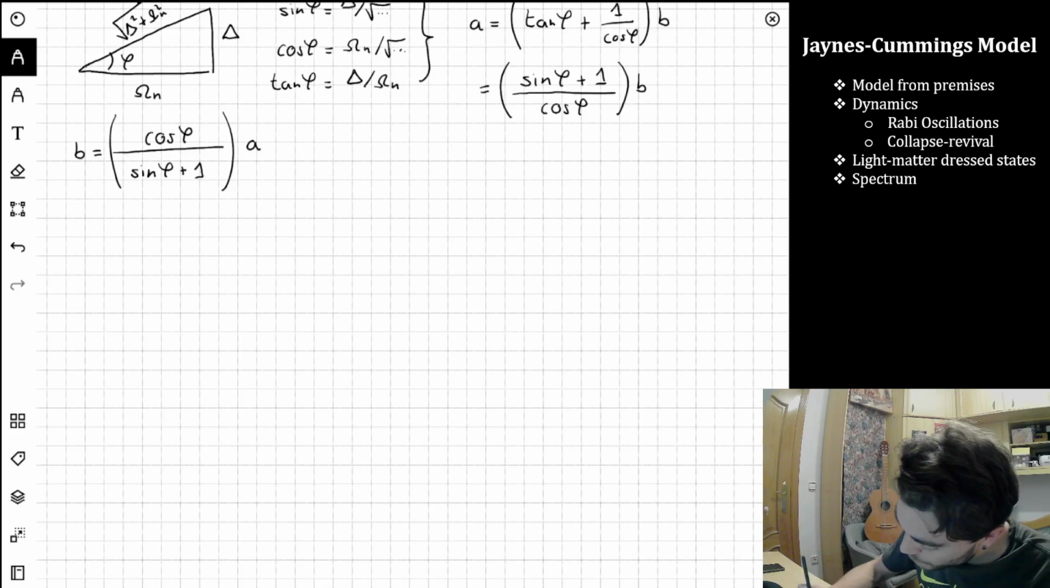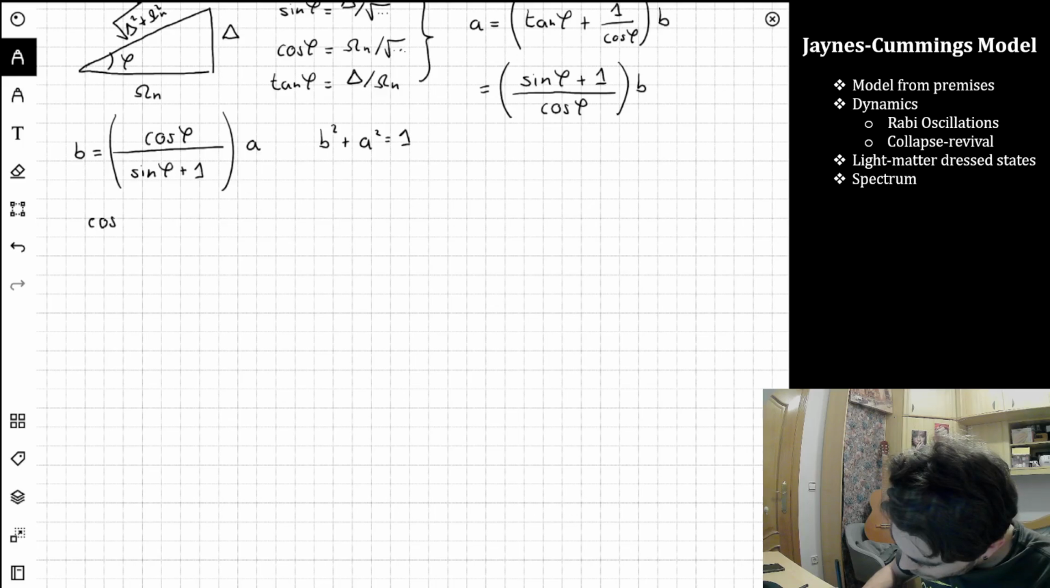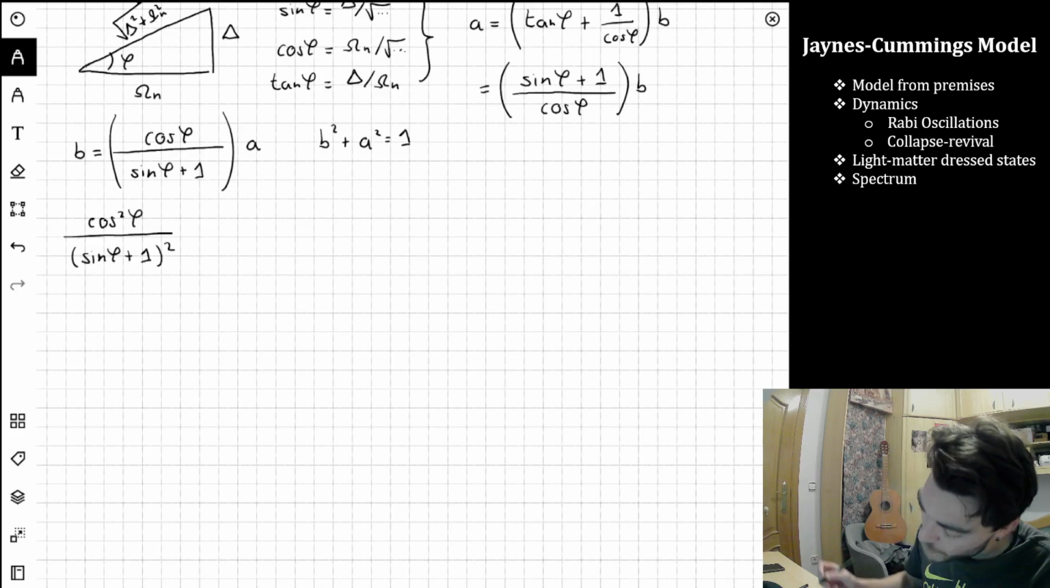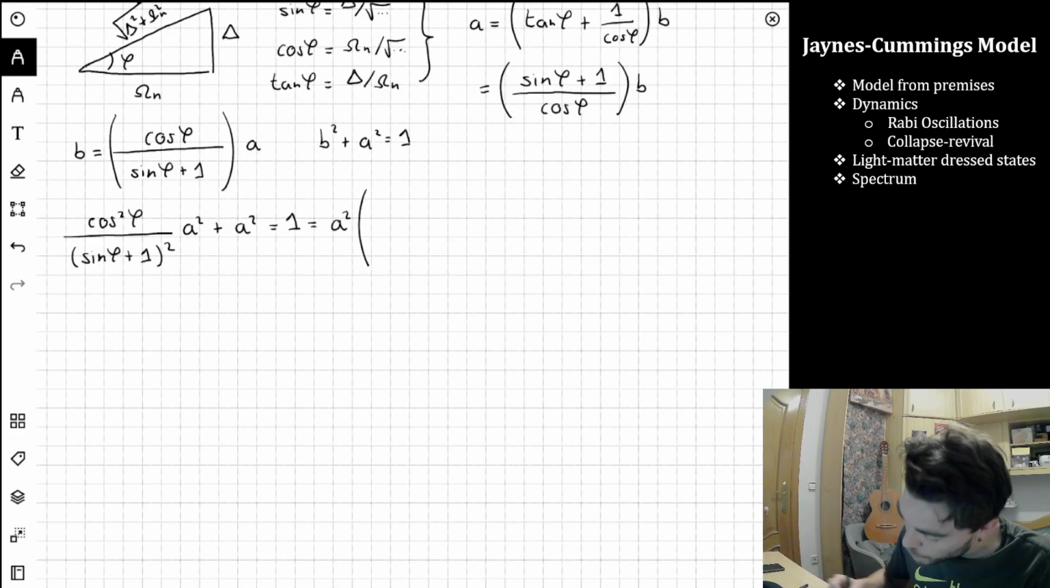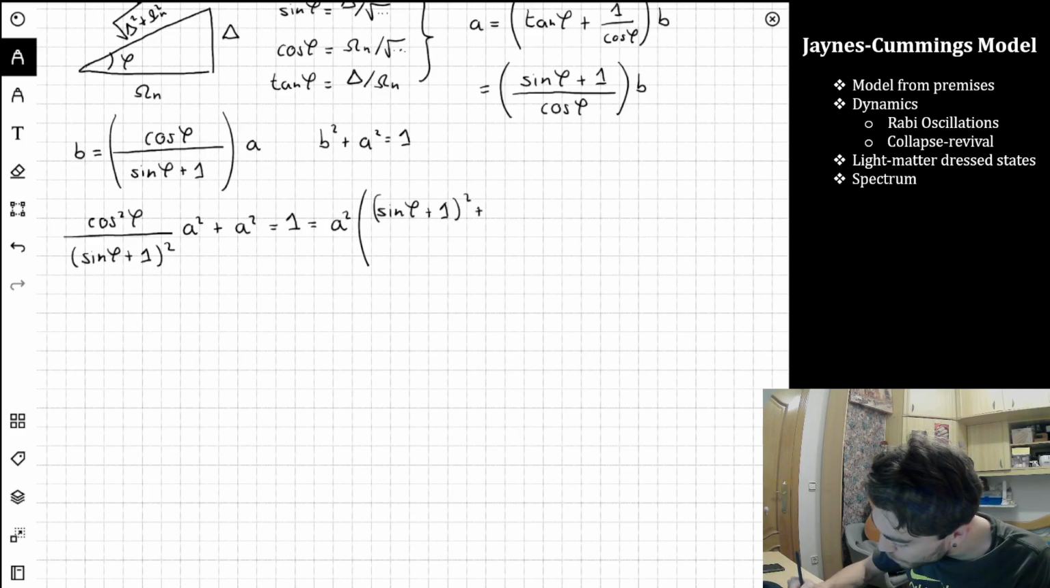And now what we use is that b squared plus a squared is equal to 1. So b squared is all of this squared, so this is cosine squared of phi divided by sine phi plus 1 squared times a squared, plus a squared, because b squared plus a squared is equal to 1. But this is a squared that multiplies, and now 1 is sine of phi plus 1 squared divided by the same, plus the cosine of phi squared, which is actually the first term, all divided by sine of phi plus 1 squared.